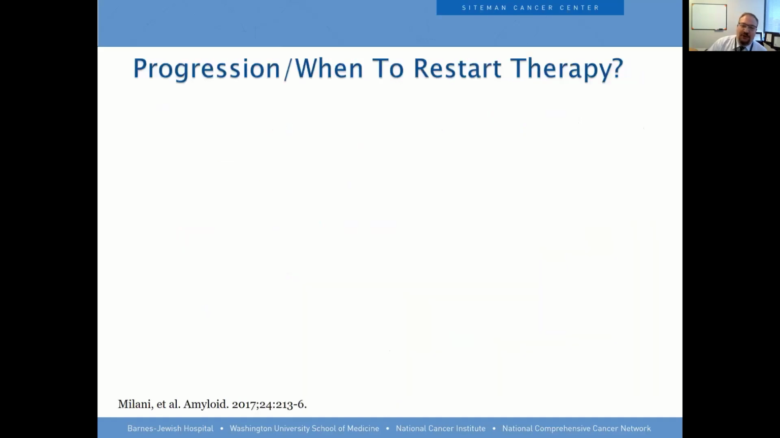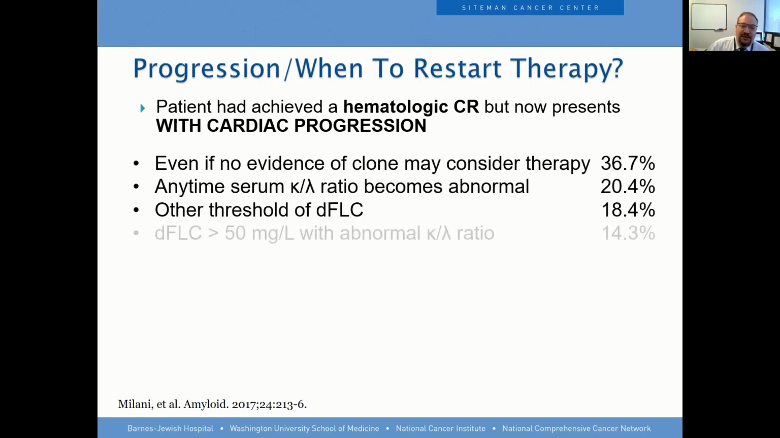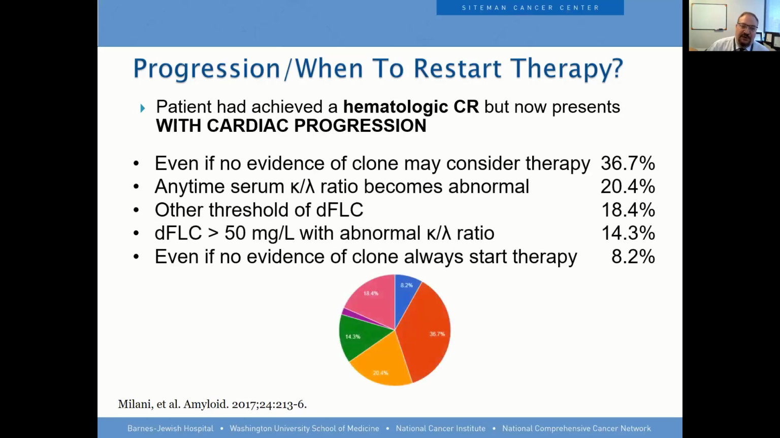And so I'm going to stand on one slide here just to show the uncertainty that we have with how to treat patients. This is a survey that was sent out to 100 amyloid specialists, asking their opinions on how they would approach patients with different clinical scenarios. It was a very lengthy survey asking all sorts of things, but this is one I think is representative of the problem we have in the field. You have a patient who's achieved a hematologic complete remission and now presents with cardiac progression, and they asked these amyloid specialists, what would you do?